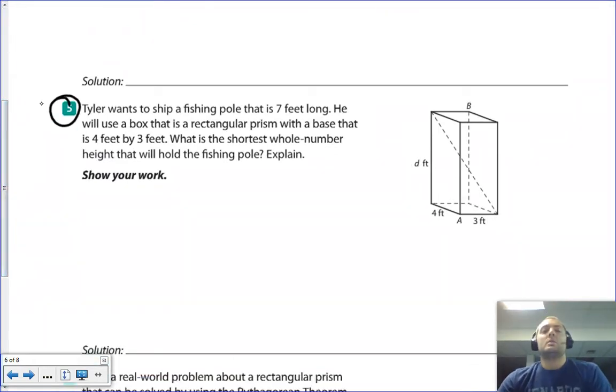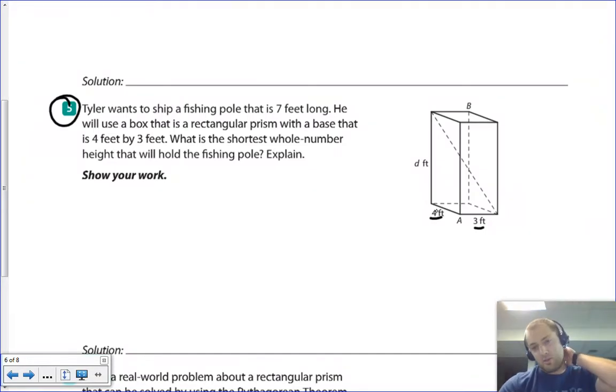Okay, slightly different, but using another 3D example. It says Tyler wants to ship a fishing pole that is 7 feet long. I've actually had to do that before. We had to send it on a plane, so we had to fit it in something. He will use a box that is a rectangular prism with a base that is 4 by 3, so that's given here and here. And what is the shortest whole number height that will hold the fishing pole?